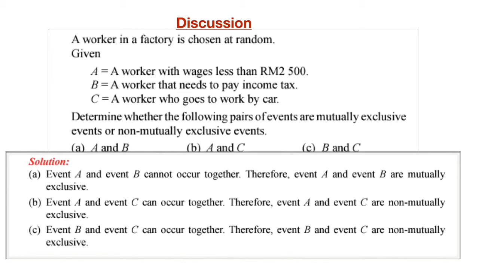Okay, A and B. Events A and B cannot occur together. Therefore, event A and event B are mutually exclusive. Okay, how about A and C? A and C can occur together, so A and C are non-mutually exclusive. Okay, then event B and event C can occur together.